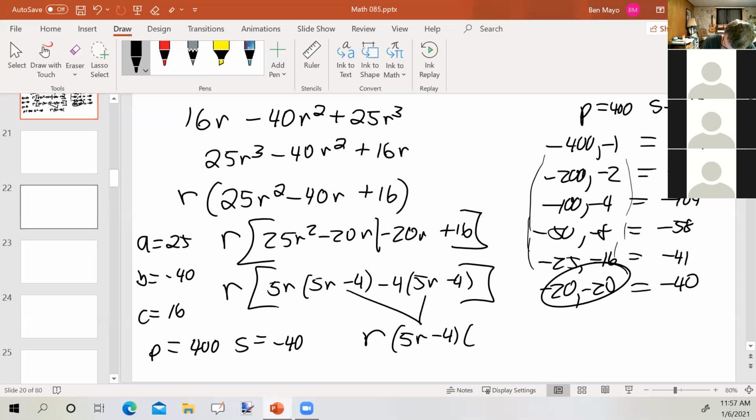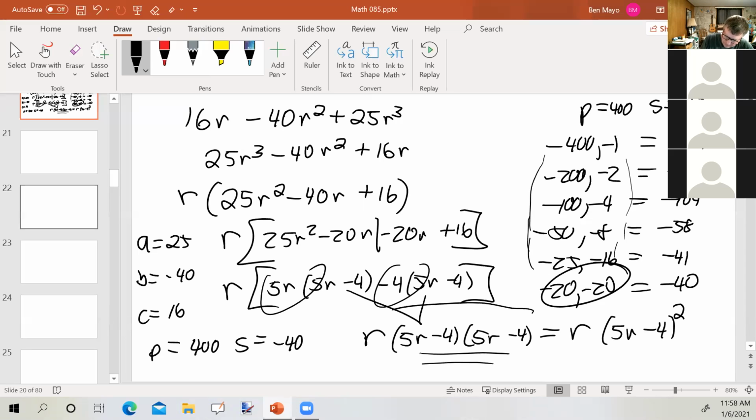Oh, and look at that. We also get 5r minus 4 from this and this. I could also write that answer as r times the quantity 5r minus 4 squared because of the two identical factors. So this answer would be correct, as would that answer. Which one's better? At this point, it doesn't matter. Later on, when we're doing some other things, one will be better than the other in a certain context. We'll talk about it when it comes up.